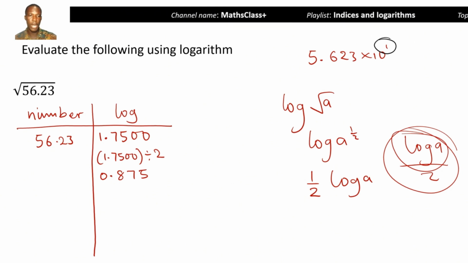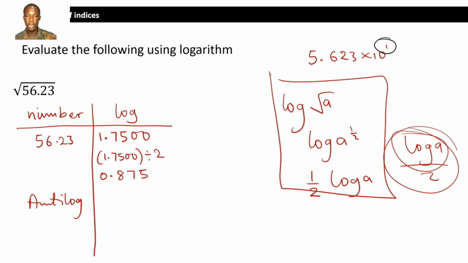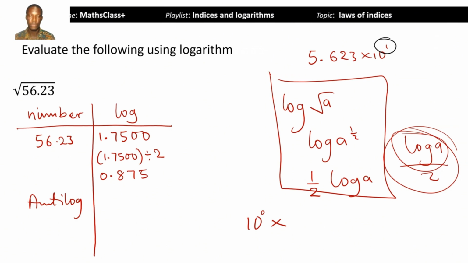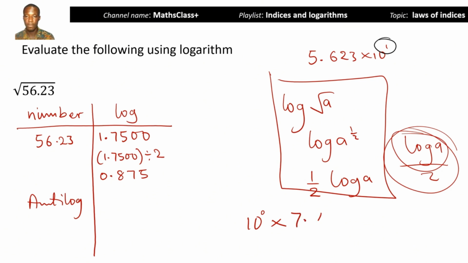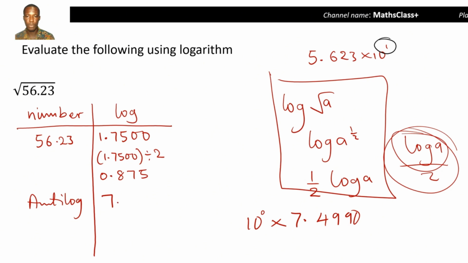Now, when that is done, it means that we have worked on the number. We've used log to do our part. So now what we have to do is to find antilog. And when we do, we remember that 0 is 10 to the power 0. So it's just 1 multiplying antilog of the mantissa. So that will be 7.4990. So when we multiply this by 10 to the power 1, it still remains 7.4990, and that is the result.